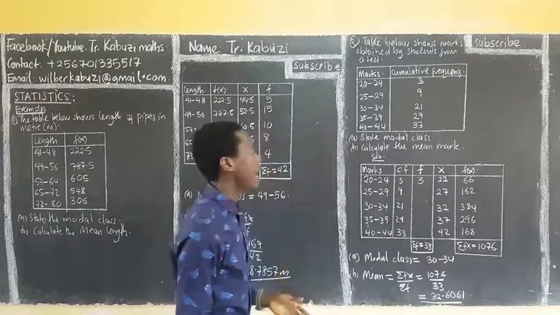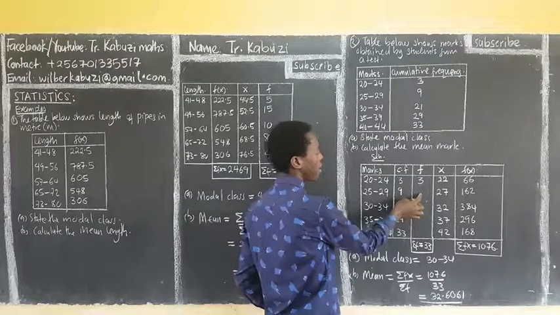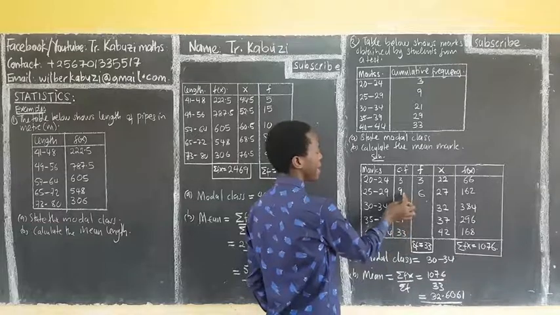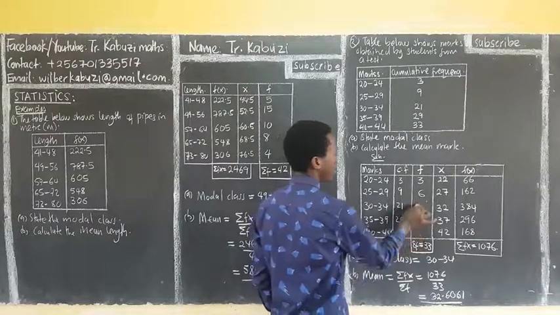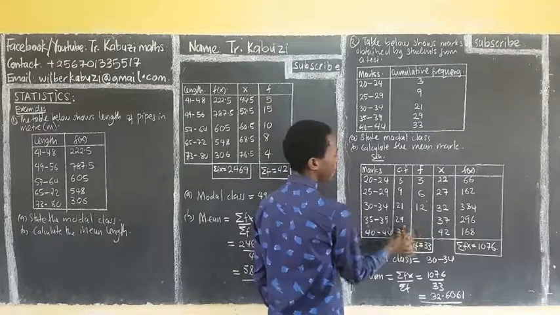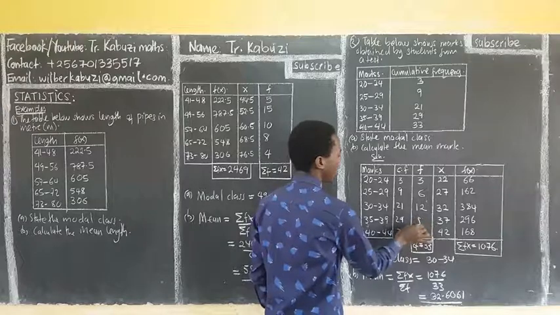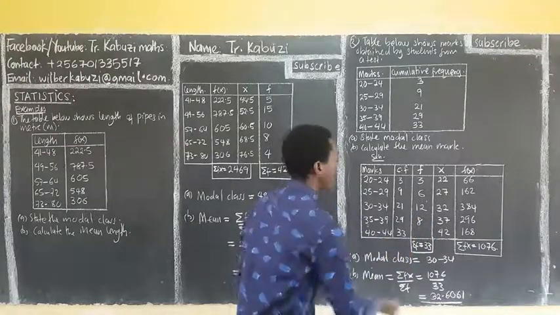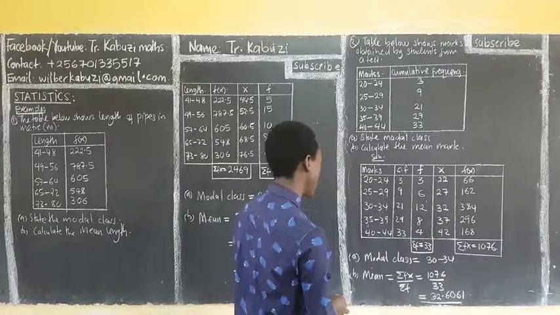Now, how do we get the others? What you do, you get this minus this, you get the frequency here, which will be 6. Then this minus this, you get a frequency here, which is, I think, 12. Then this minus this, you get a frequency there, which is 8. Then this minus this, I think we are going to get 4. Is it a 4? Yes.